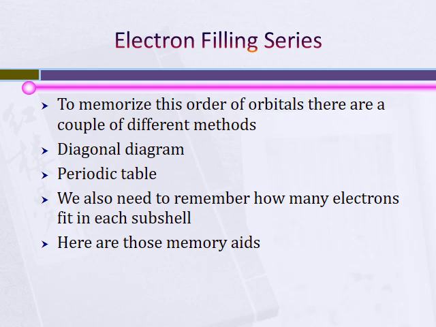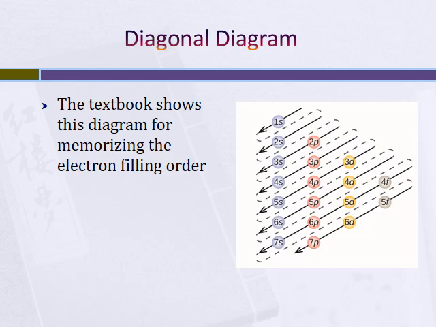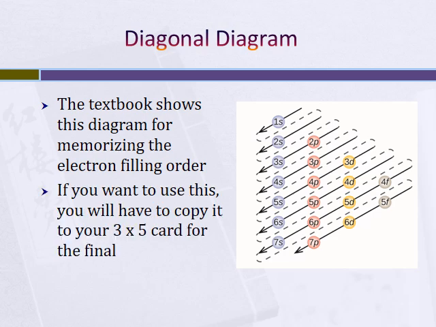So we're going to start with the diagonal diagram. This is in your textbook, and it's functional. It will work, but you will not be given this picture. So you either have to copy it on your 3x5 card or reproduce it from memory after the exam starts. But it does work.